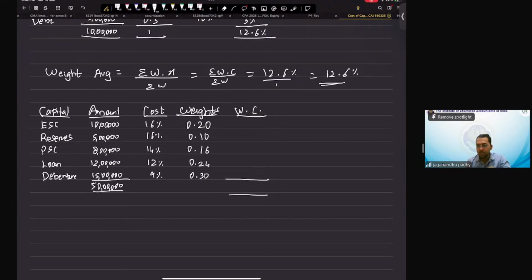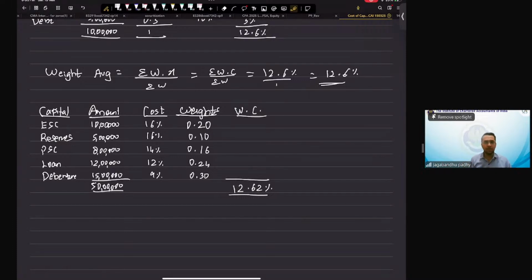Okay, so weighted average is 12.62%. Are we all getting this number? Weighted average 12.62%, guys. Yes or no, guys? Everyone getting this answer, 12.62%? Okay, great. So that's one part of computing the average cost of capital.